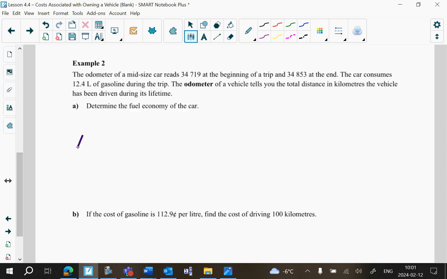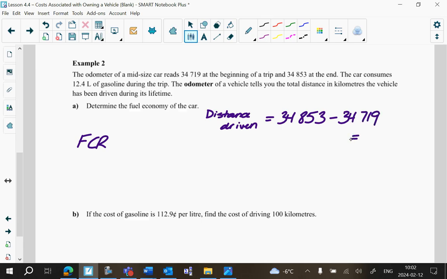Well, before we do that, we have to find out how far we've gone. And how do we do that? We take the odometer at the end of our trip and subtract the odometer reading at the beginning of the trip, and that's going to tell us how far we've driven, which turns out to be 134 kilometers. Because I need the distance driven to put into the fuel consumption formula.